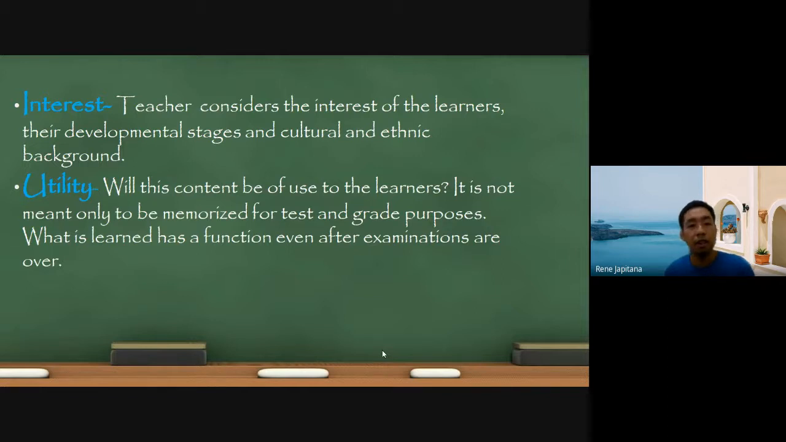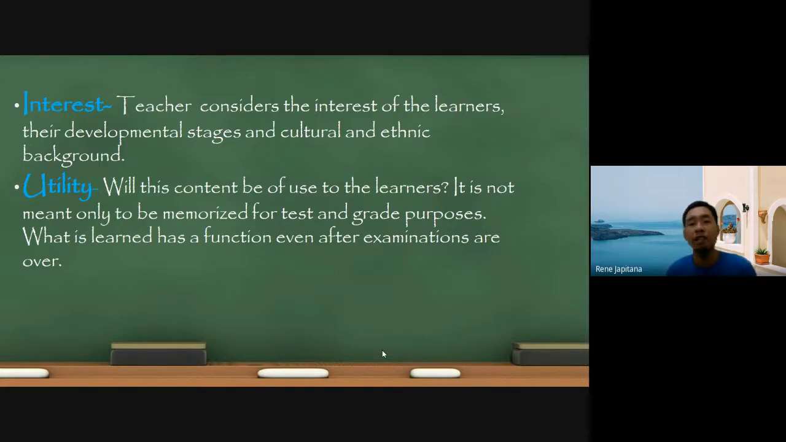So what is learned has a function even after examinations are over. We should not be limited to, and should not always consider only, the result of the examination. It's all about the application of learning after the examination, after we assess. That is why there are some questions about why we are assessing our learners, why we are testing them, why we give quizzes. Is it because we would like to get a grade for us to compute and to declare honor students and deserving students?